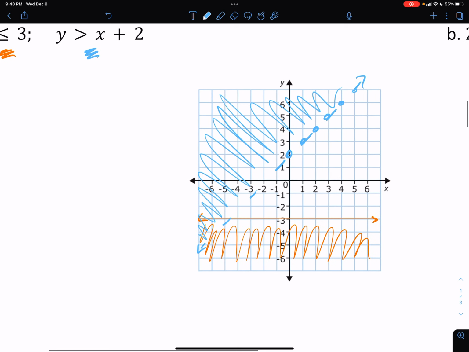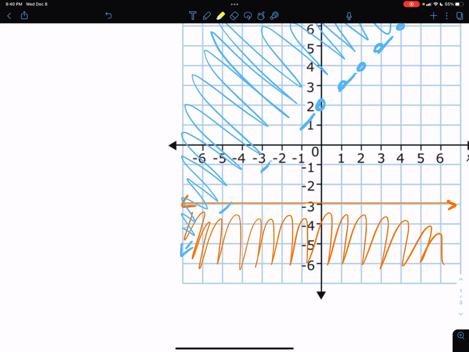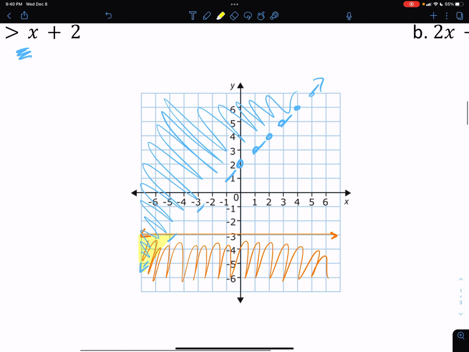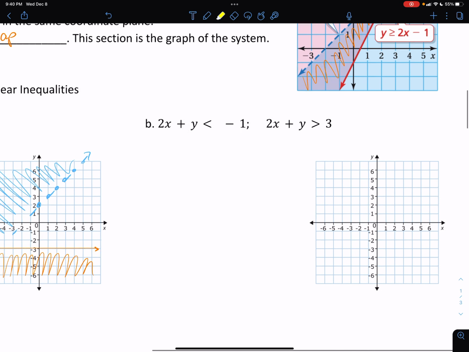So now all you have to do is figure out where they both overlap. And it looks like they actually overlap in this tiny section right here, where they are both blue and orange. So for it to be a solution set, they need to overlap right there. All right, now let's do this one as well.